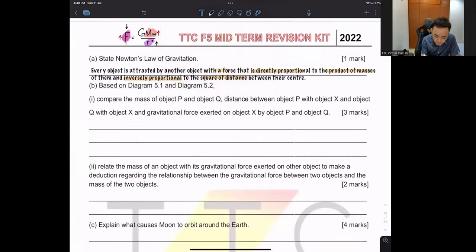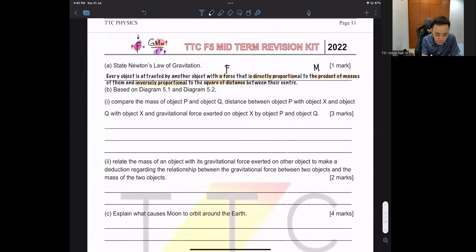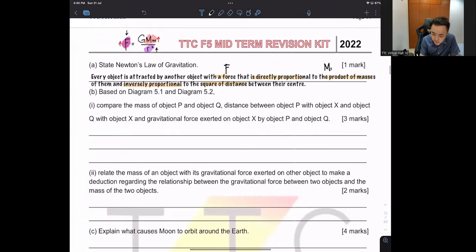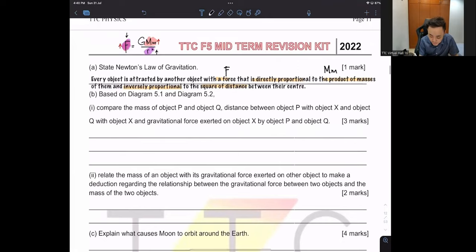The force here refers to the gravitational force, and directly proportional to what? The product of masses, because the formula is MM. You notice I didn't mention the G inside, because G is a constant, it's fixed, it doesn't change. So you just put the product of masses MM, that's more than enough. F and MM are directly proportional, and then inversely proportional to what?